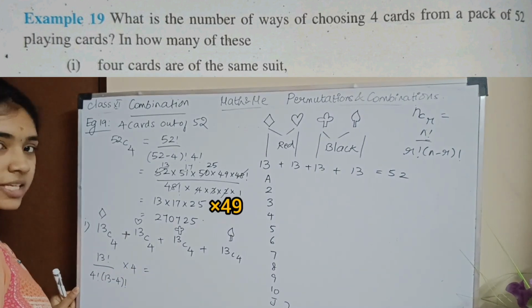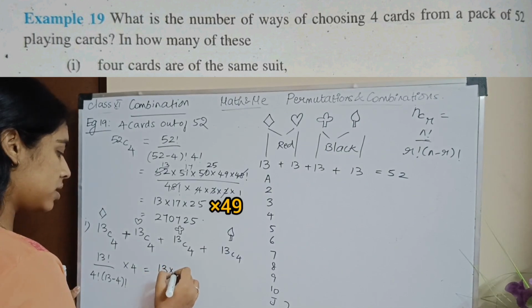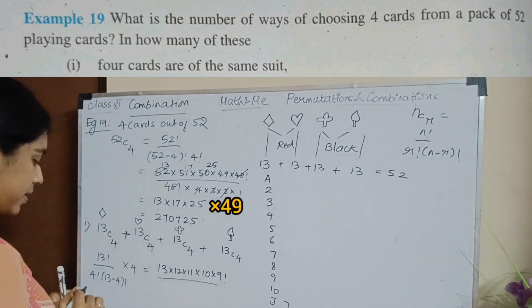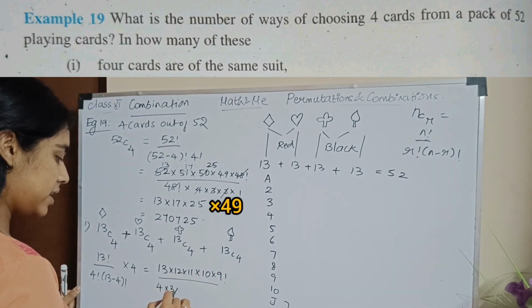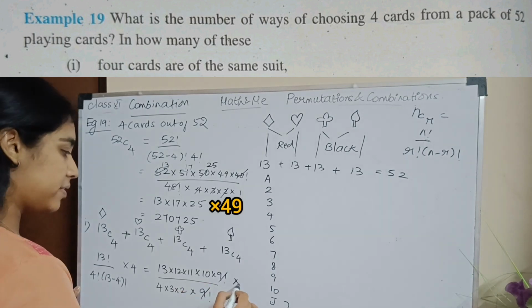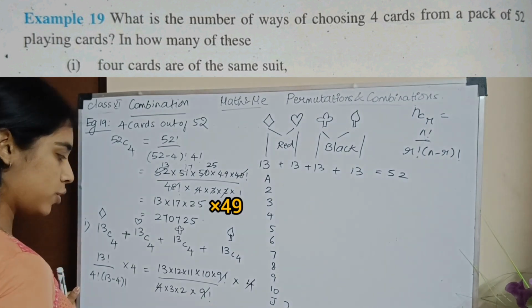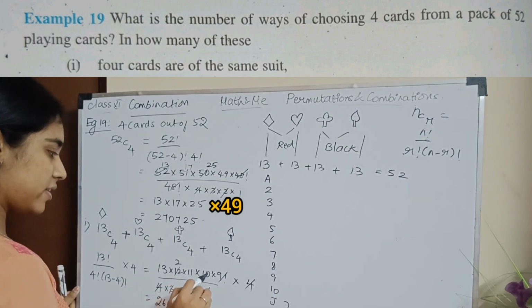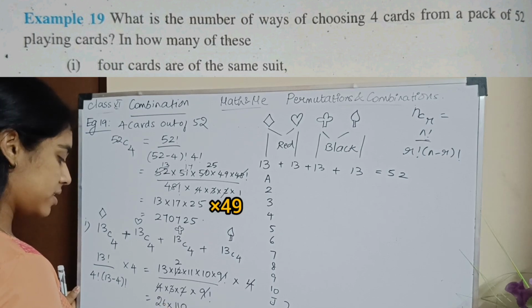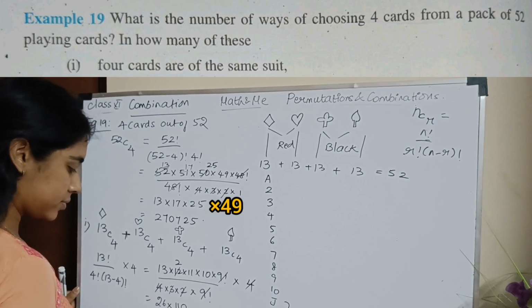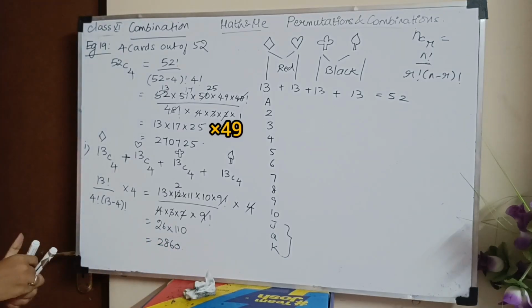13 minus 4 is 9 factorial. So I have 13, 12, 11, 10, 9 factorial divided by 4 factorial, which is 4, 3, 2 times 9 factorial. So the 9 factorial and the 9 factorial will get cancelled. I have times 4, so I'm going to cancel the 4 and the 4. Then I have 3 2s are 6, 6 2s are 12. So I'll be left with 13 2s are 26 times 11 into 10 is 110. So my final answer is 2860. Okay, so this is my first subsection.